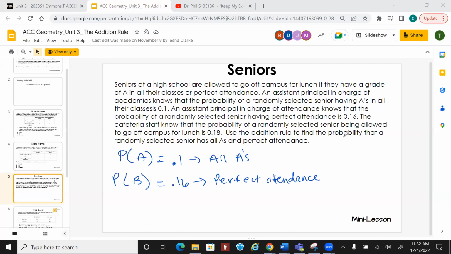Now the question is, use the addition rule to find the probability that a randomly selected senior has all A's, and this should actually say, or perfect attendance, because if it says and, that means we're looking at the crossover. So we're going to take probability of A plus the probability of B, but we're going to subtract the intersection. Where does the intersection come from? The 0.18. The lunch ladies know. Take a second. Calculate it for me.